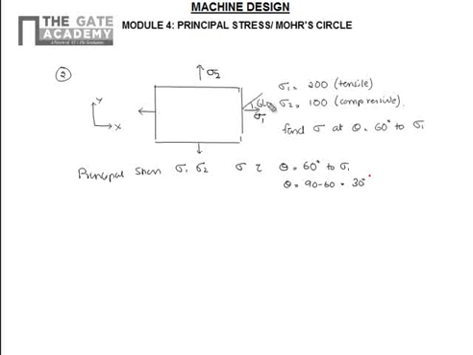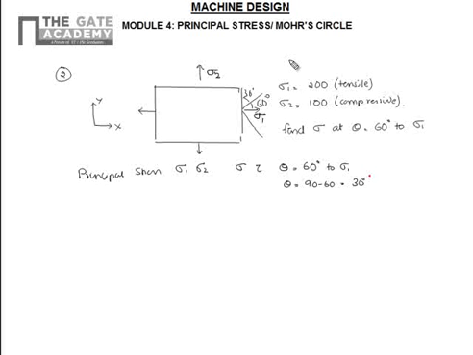But in our derivation we have seen the angle which we are using is the angle of inclination with the y-axis. So we'll be interested in this angle. Therefore, the inclination of the plane with the y-axis is 30 degree. So given sigma 1 and sigma 2, we want to find the normal stress and shear stress acting on the plane inclined at angle theta is equal to 30 degree.